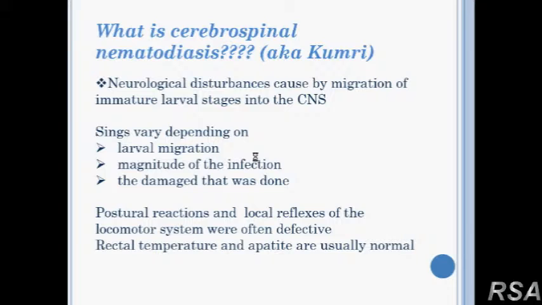Neurological disturbances caused by migration of immature larval stages into the central nervous system. Signs vary depending on the larval migrations, magnitude of the infections and the damage that was done. Postural reactions and local reflexes of the locomotion system were often defective. Rectal temperature and the appetite are usually normal.